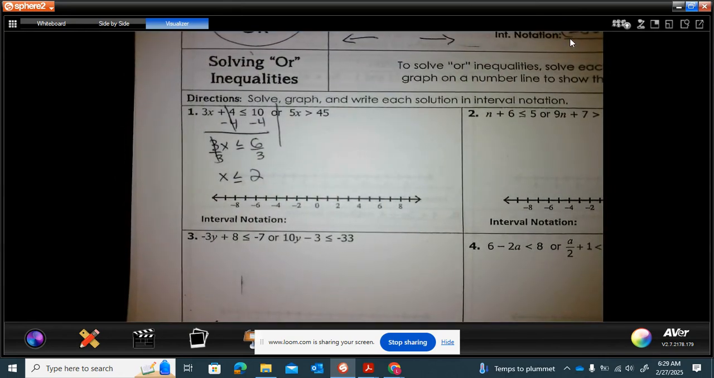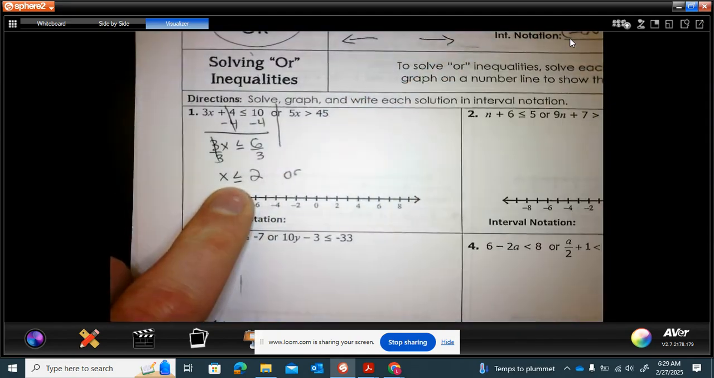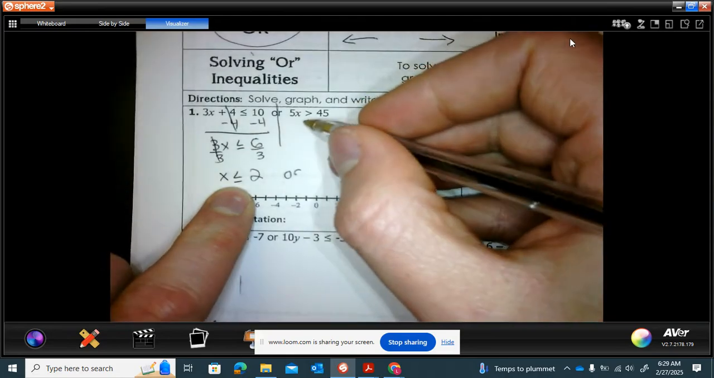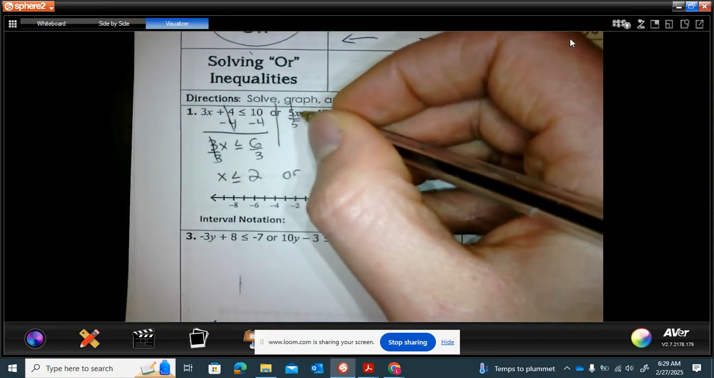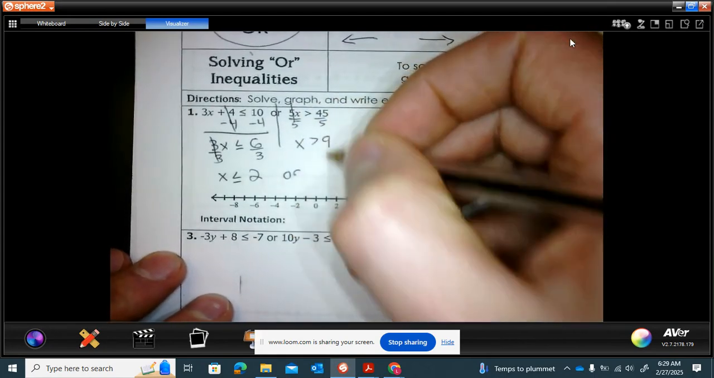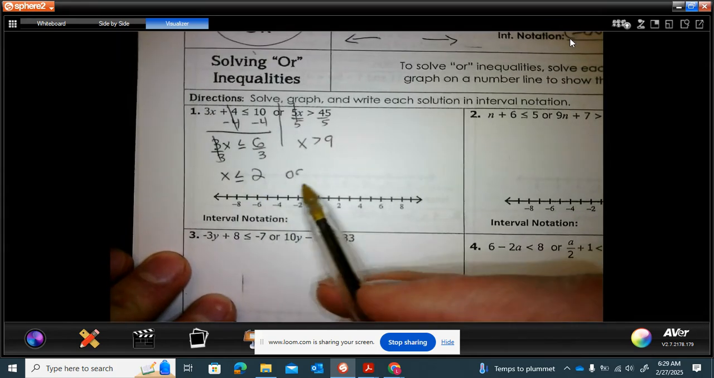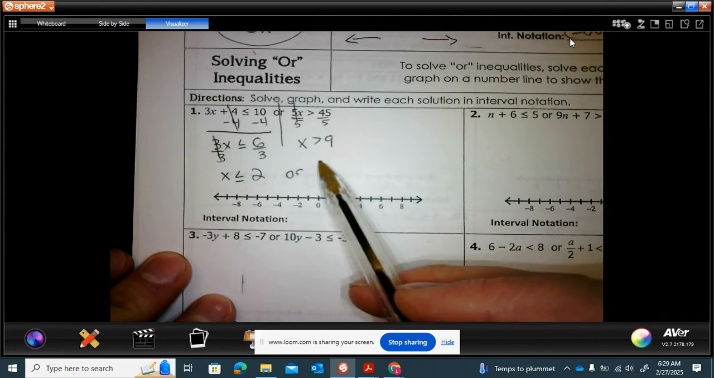I didn't have to do anything with my inequality symbol. Like I didn't have to flip it because I'm not dividing by a negative. I'm not multiplying by a negative. So I keep the same symbol every time. Then I put the word or in between. Now I'm going to solve this one. This one's pretty simple. I just have to divide by 5, divide by 5. 45 divided by 5 is 9, and I keep my symbol. So I have two things. I have x is less than or equal to 2, and x is greater than 9.